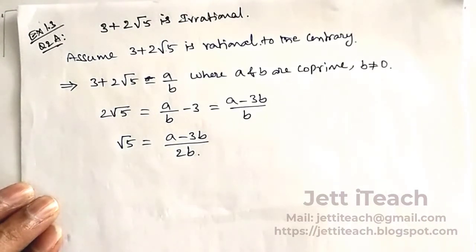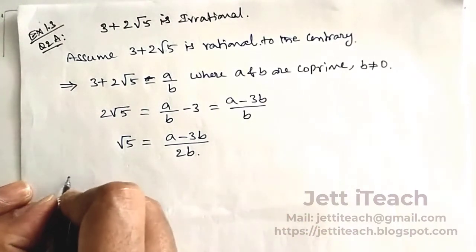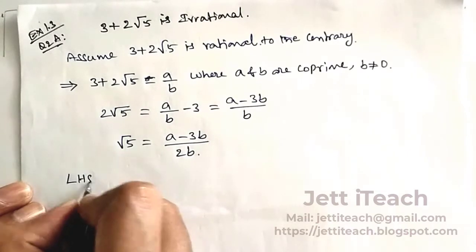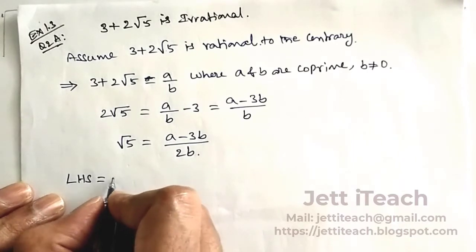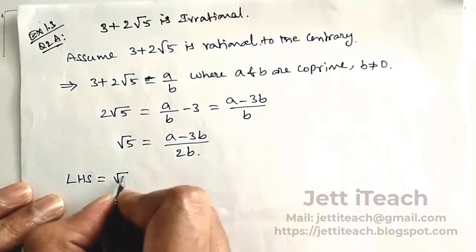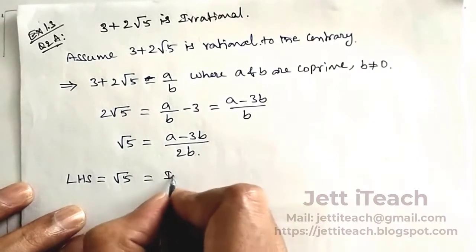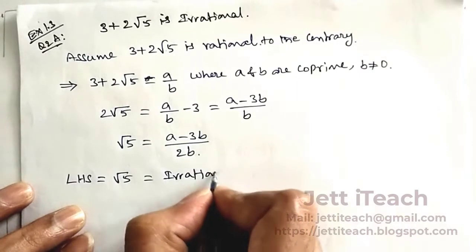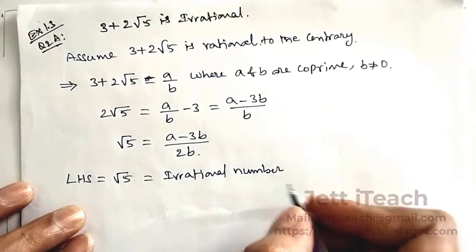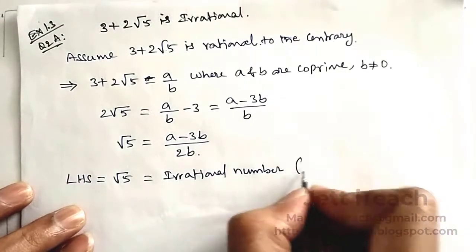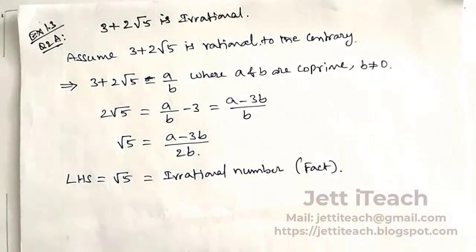You can have a look at LHS term. LHS: root 5, this is an irrational number. How is it an irrational number? It is a fact, we know that. Okay, it is a fact.